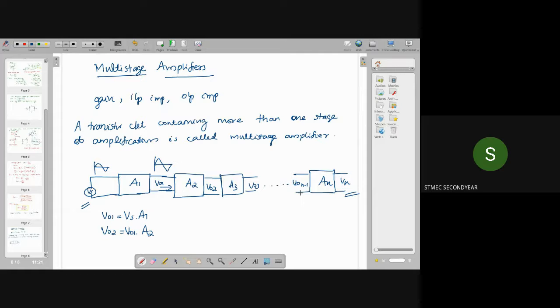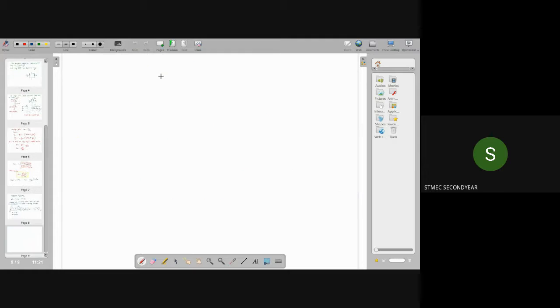Practical electronic devices almost always use multi-stage amplifiers, because a single stage amplifier cannot meet the practical specifications and requirements. So first of all, we have to define what will happen to the total gain of this multi-stage amplifier. Let it be A. This will be equal to the product of the gains of the individual stages, that is A1 into A2 into etc.